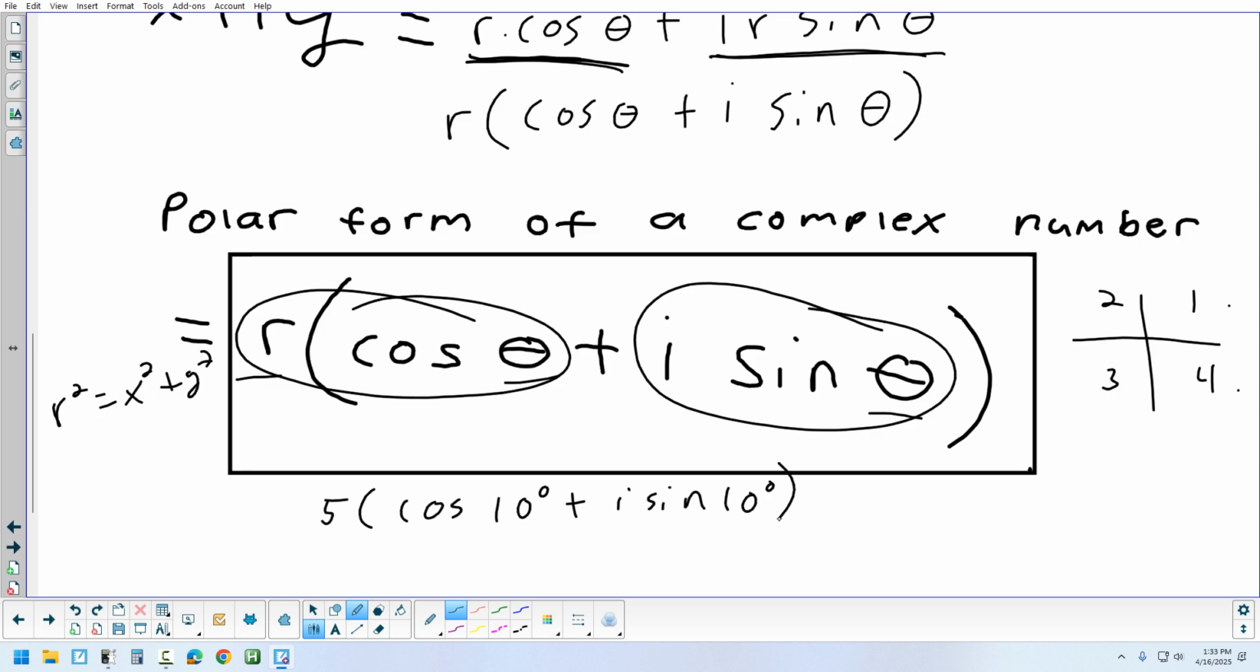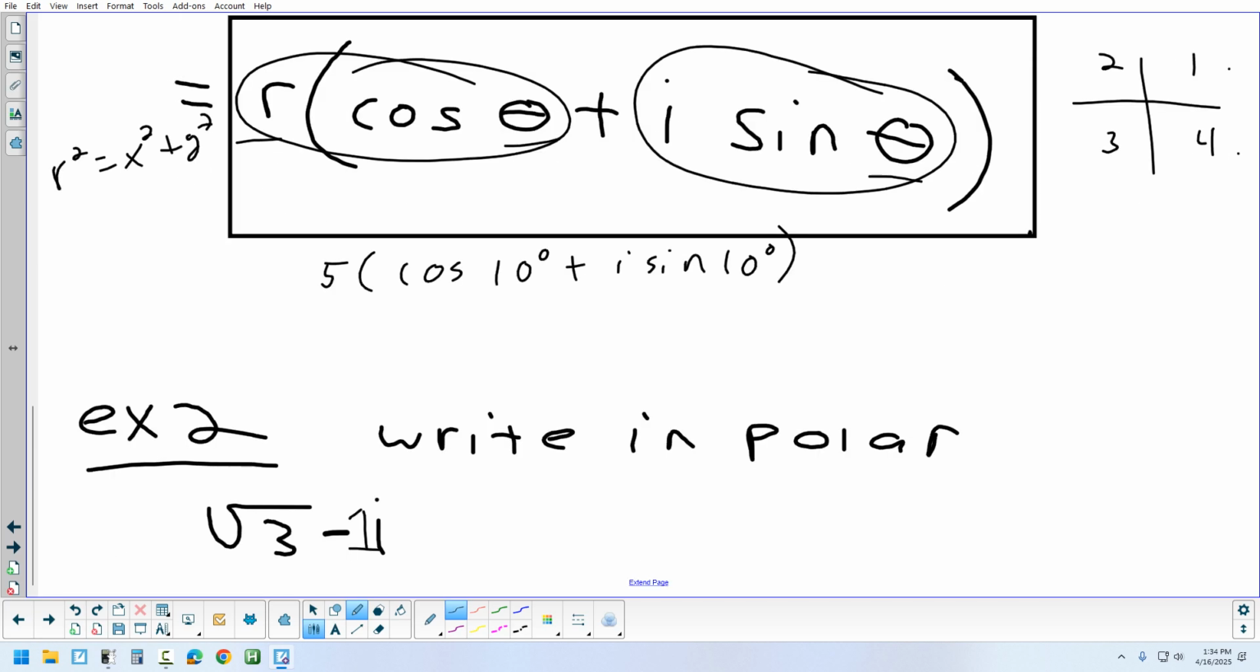So that is an example of a final answer. Can you put that on again? You don't do anything else with them. You don't take the cosine of 10, you don't take the sine of 10, you don't distribute the 5. That is a final answer when you are writing a complex number in polar. Can you scroll down for a second? We're going to do that right now. Again, the 5 and the 10, I just made those numbers up. Negative 1i would be the theta.